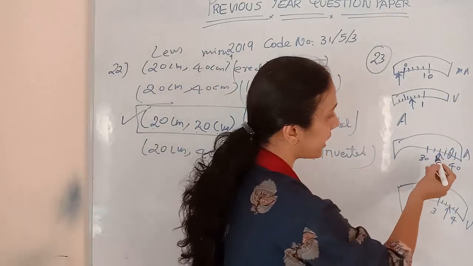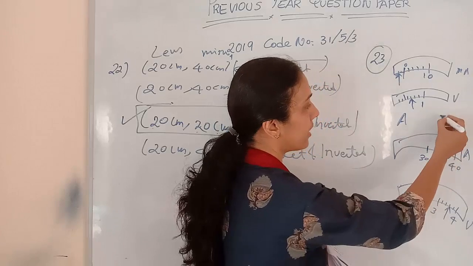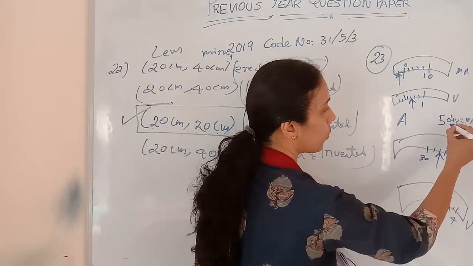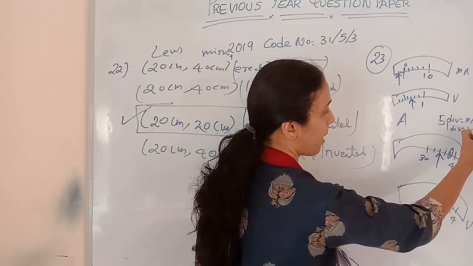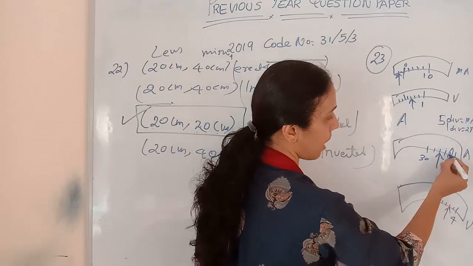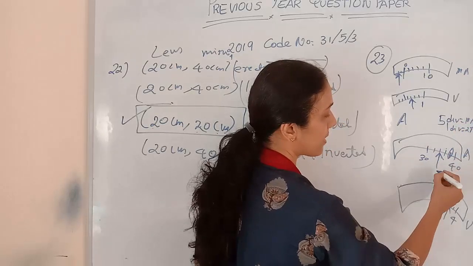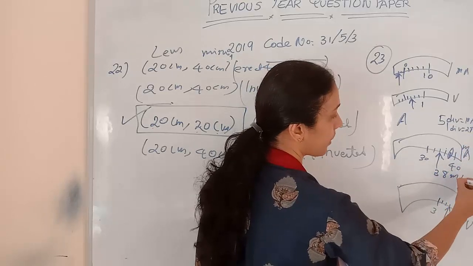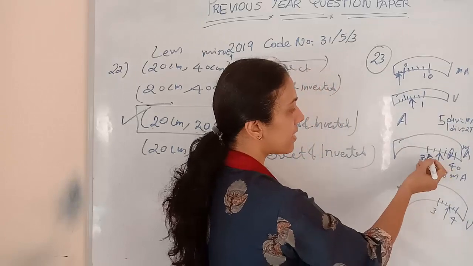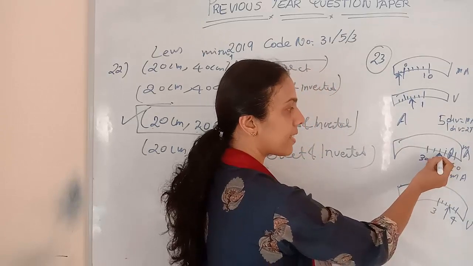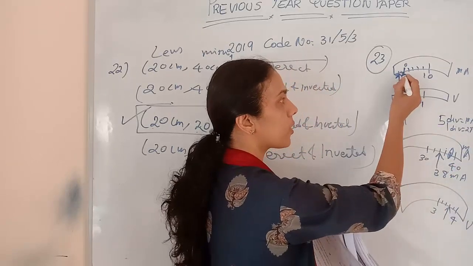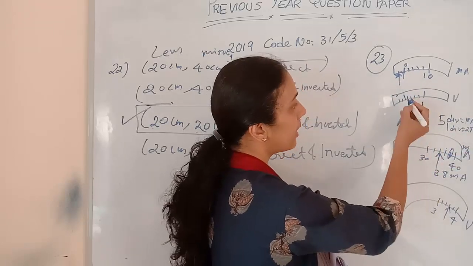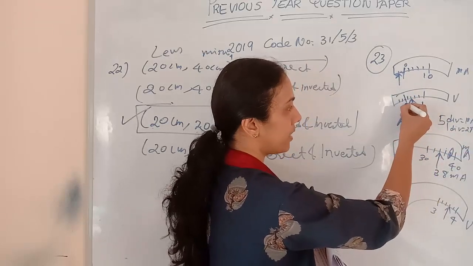So what will be the reading each one will be showing? 5 divisions is 10 milliamps, so one division is 2 milliamps. Now it is coming in the 4th division, so we get 38 milliamps. Since our reading is in the second position, because of these two divisions we should add 2. Here the 0 is coming over here.